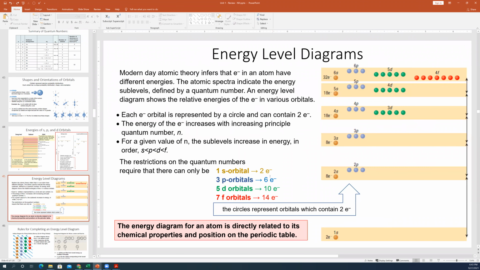So that leads us to exploring the idea of what's the order in which electrons occupy these orbitals.